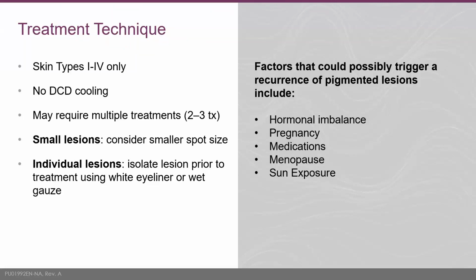And you can do this in a number of ways. You can either use a white eyeliner pencil and in effect shade out the surrounding skin around that lesion, or you can cover the surrounding tissue with wet gauze, or you can cut out from a piece of white paper a little template the shape of your pigmented lesion. And what this means then is that you will only get absorption of the energy into the pigmented lesion and not into the surrounding tissue.